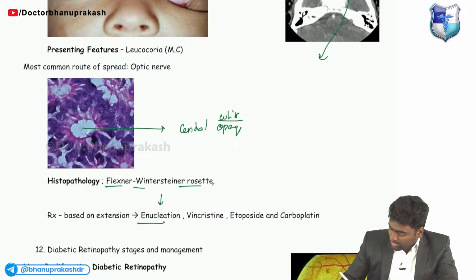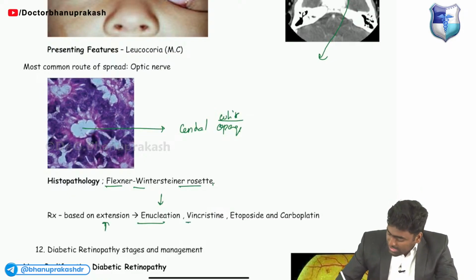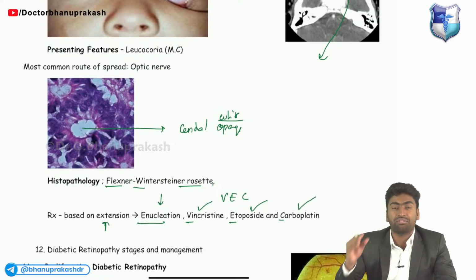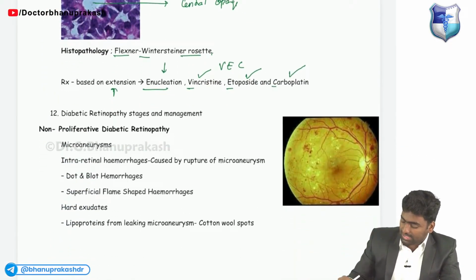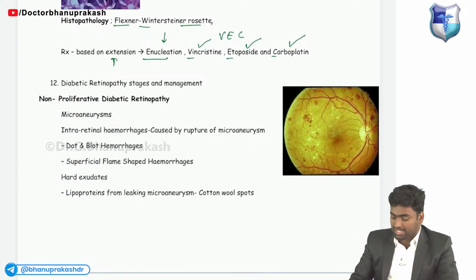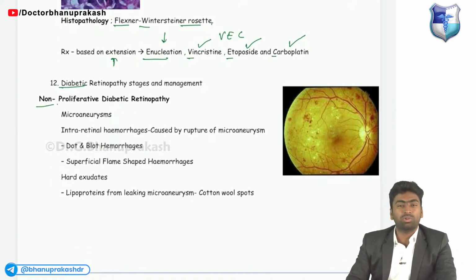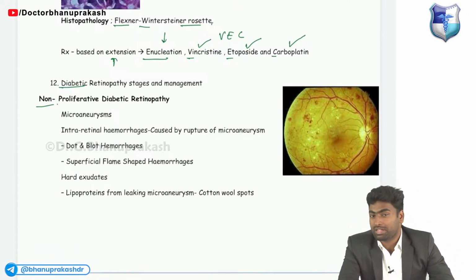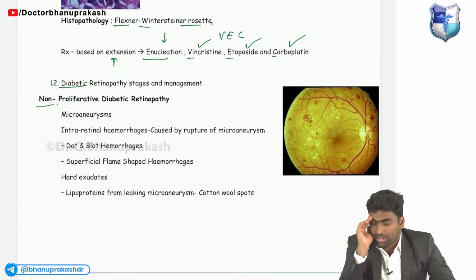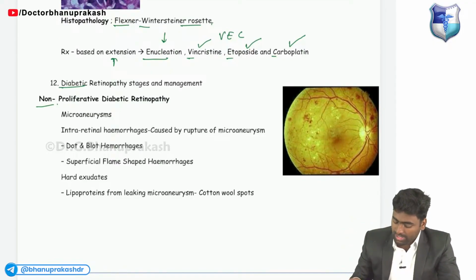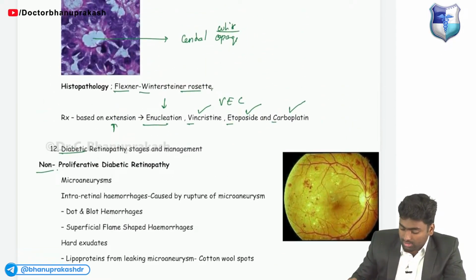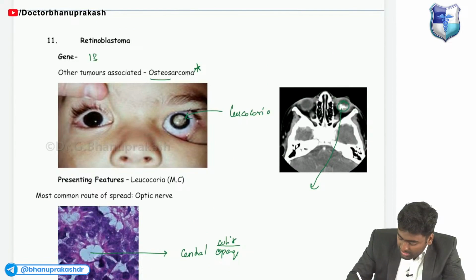Then for retinoblastoma, we'll use the chemotherapy regimen VEC, which includes vincristine, etoposide, and carboplatin. Remember. And next, if you see diabetes mellitus, we know in a case of diabetes we need to screen for diabetes-induced retinopathic changes. In a case of type 2 diabetes mellitus, whenever you see them for the first time, you should tell them to go for screening immediately. Okay. And the RB gene location is on the 13th chromosome.